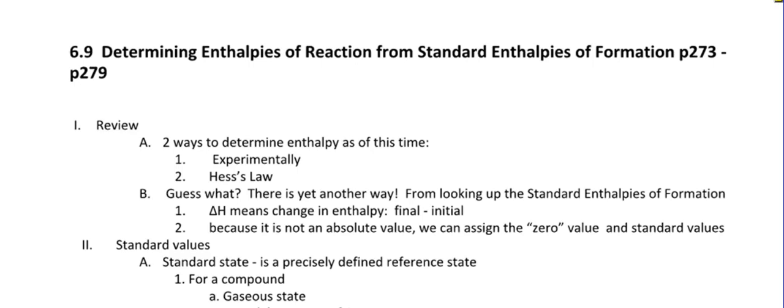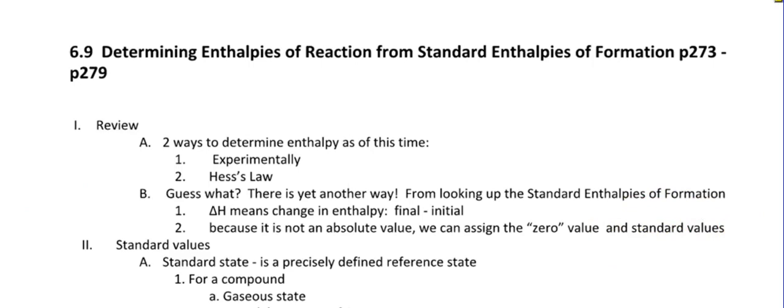It's kind of like how they came up with the atomic mass. They made 1/12 of carbon-12 to be equal to 1, and so everything else is relative off of that. So we can do the same thing with delta H's. We can assign a value of 0, and everything relative to it will be given a number. So let's see what we mean by standard values.